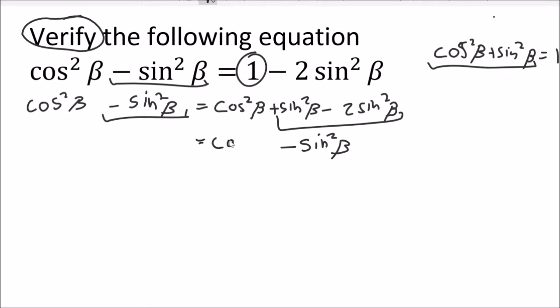I still have a cosine squared beta. I think I'm going to rewrite the left side now. So cosine squared beta minus sine squared beta. And hey, look at that. It's done. These two sides say the exact same thing, so that's something that clearly is true.